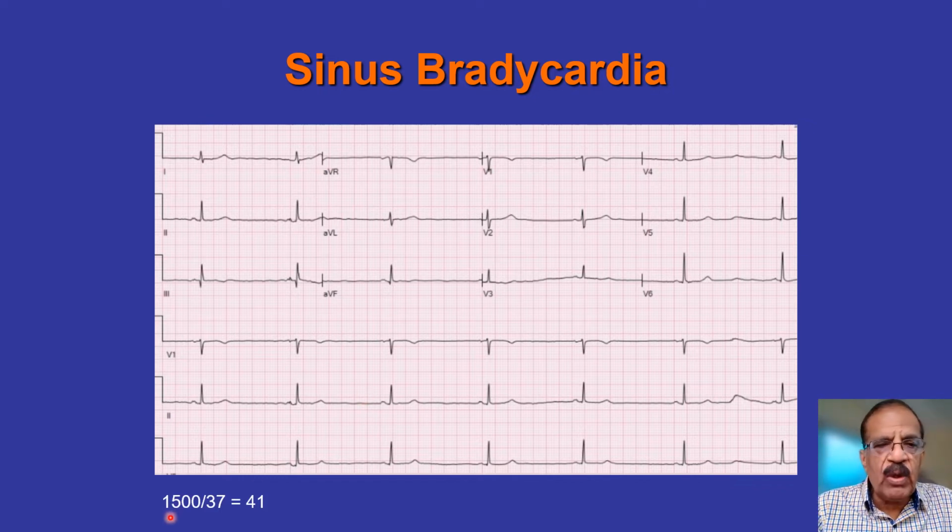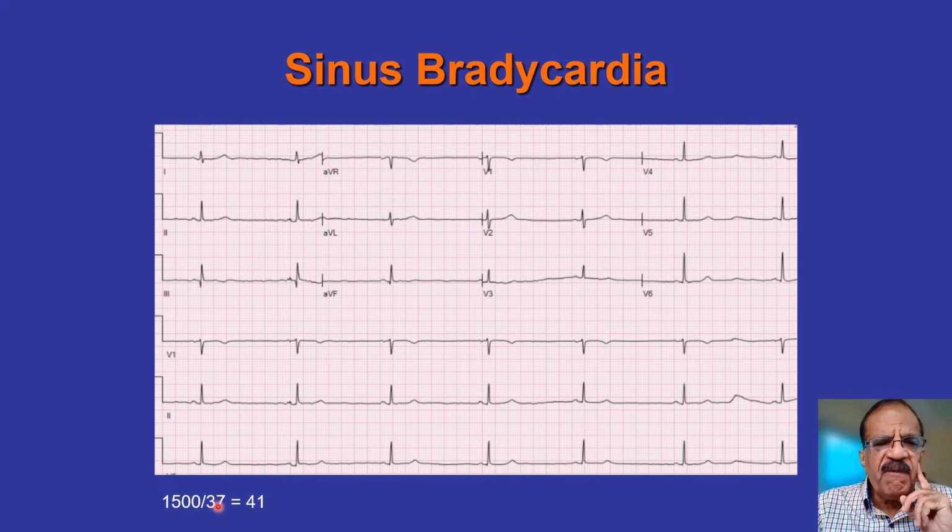I have just made the calculation. 1500 divided by 37 is 41. So there is actually severe bradycardia. Now, by the way, I explained earlier, but here also, do you know where this figure of 1500 comes from?